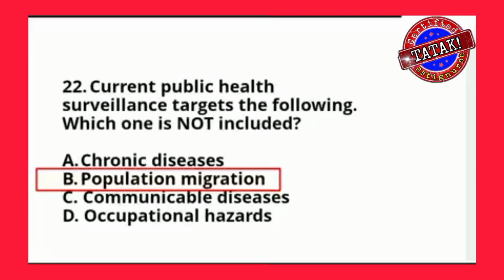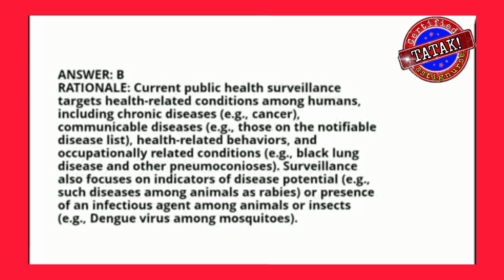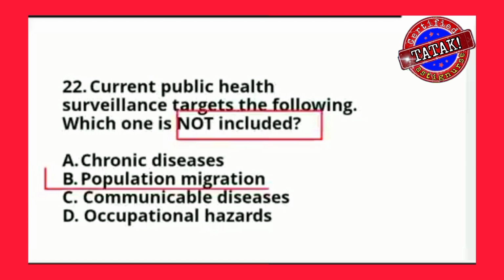Current public health surveillance targets the health-related conditions among humans, including the chronic diseases like your cancer and the communicable diseases like those on the notifiable diseases list. Example, yung mga HIV, diarrhea, measles, polio. So, yun yung mga target natin sa ating public health surveillance. So, health-related behaviors and occupationally related conditions like your black lung disease and other pneumoconiosis, okay, that is in need for your surveillance. Surveillance also focuses on the indicators of diseases or the disease potentials like in your diseases among animals like in your rabies, okay, or the presence of an infectious agent among animals or insects like in your dengue virus among your mosquitoes, okay? So, ang hindi po natin na target sa ating public health surveillance is your population migration. So, the correct answer in your question number 22 is your letter B, population migration.